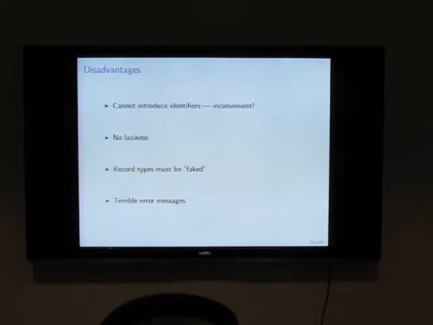Another big issue is that record types have to be kind of faked. Like you saw with that row type earlier, it would be nice to be able to just generate a real record type, but we just can't do that due to the way that record types work. So we can fake it, but it's not as nice. And then finally, the error messages are kind of terrible, but I'm working on that, actually.